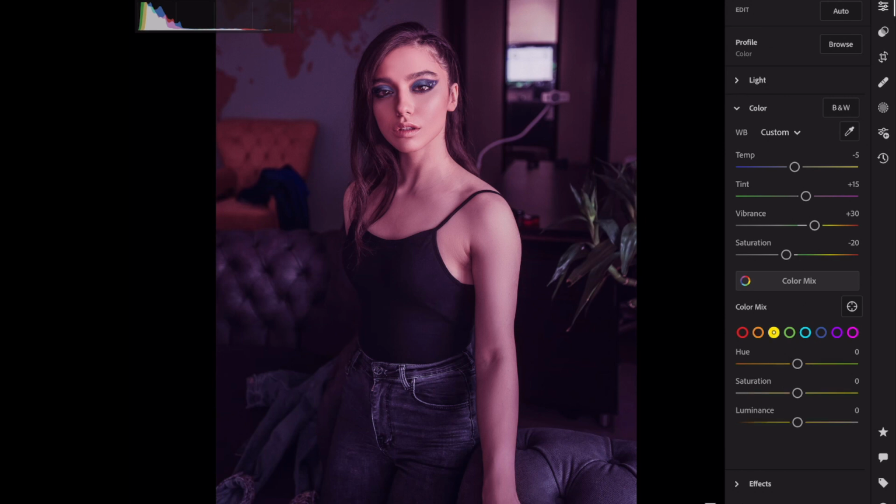Yellow. Hue, minus 90. Saturation, minus 90. Luminance, minus 20. Green. Saturation, minus 100.